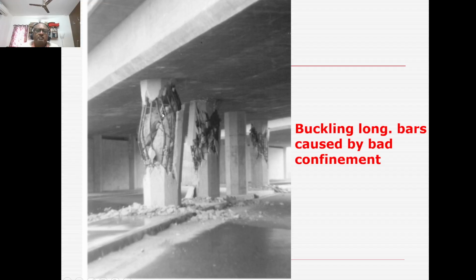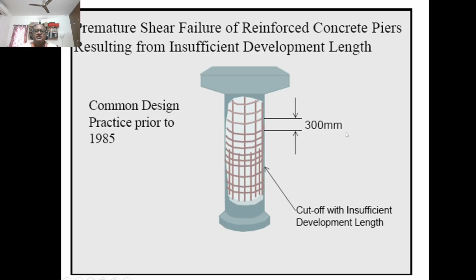This is a buckling of long bars caused by bad confinement. So in all these cases, what we are really missing is spacing. Let us see how the Japanese have handled this issue. For example, premature shear failure of reinforced concrete piers resulting from insufficient development length happens. The common design practice prior to 1985 in Japan, this is taken from the Japanese code, was vertical reinforcement, main reinforcement as required, and the shear stirrup spacing at 300 mm.